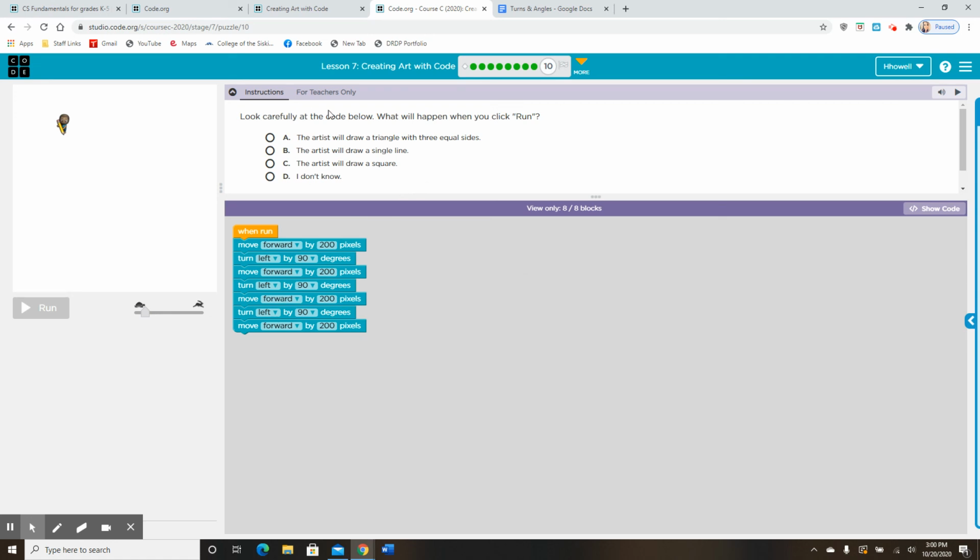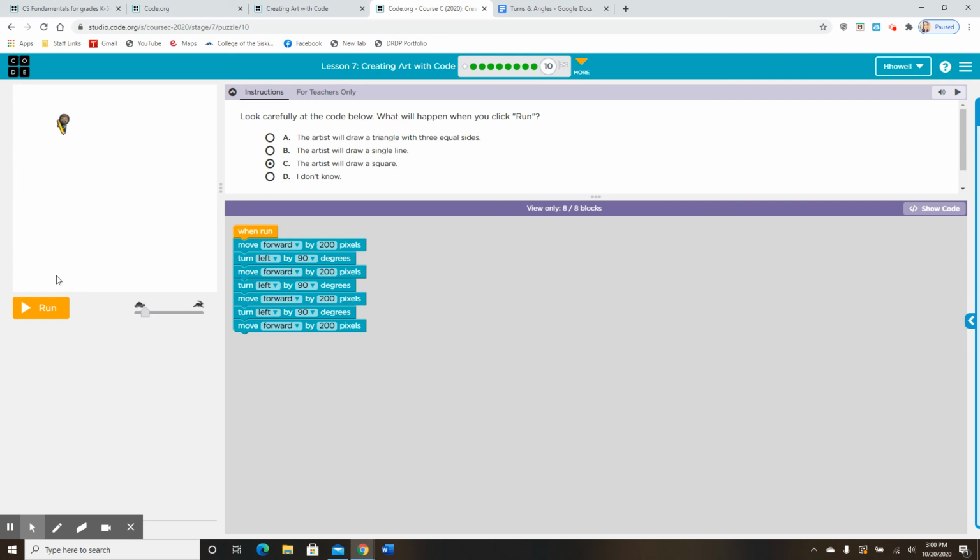Okay, so carefully look at the code below. What will happen when you click run? One, the artist will draw a triangle with 3 sides. The artist will draw a single line, or the artist will draw a square, or you don't know. So what do you guys think is going to happen if we were to hit run? Click your options. Will he draw a triangle, a single line, a square, or you don't know?